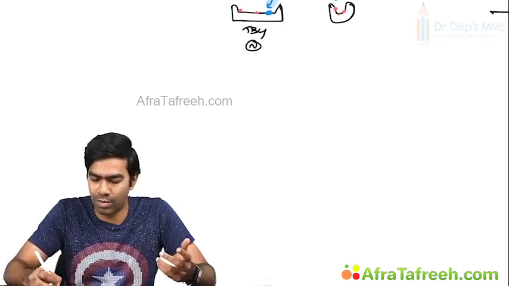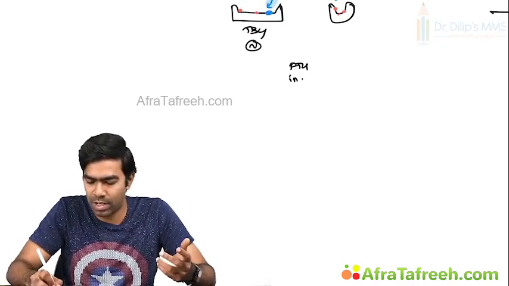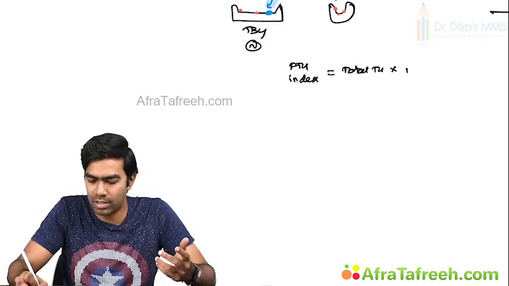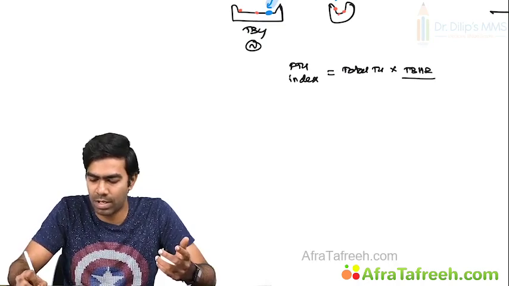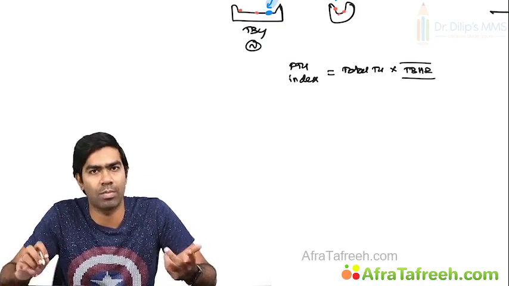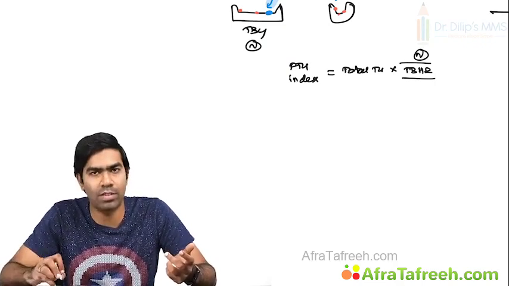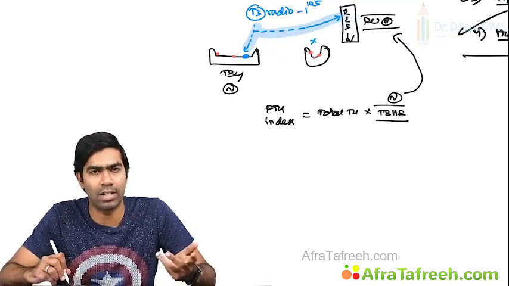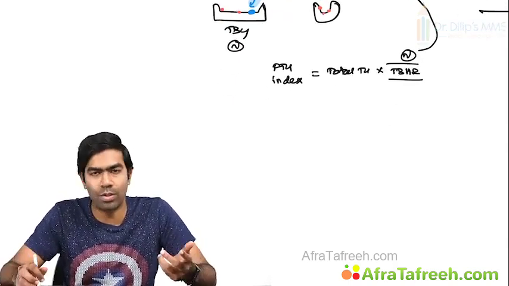So what will happen to the FT4 index? Here the entire FT4 index will be corrupted. FT4 index is nothing but the total T4 that is corrected to the TBG by measuring a ratio called the thyroid hormone binding ratio. Here the thyroid hormone binding ratio will be normal, because it is based on resin uptake. T3 resin uptake, here it's normal. So it will be normal.